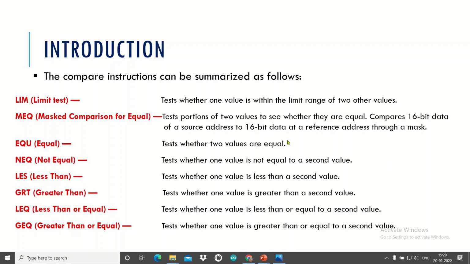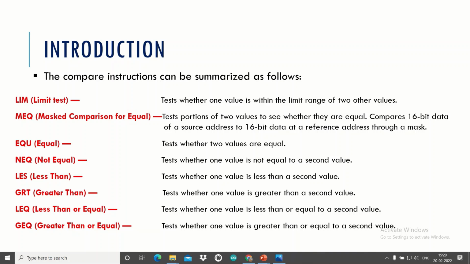You see, first of all, there is limit test, which is signified by LIM. It tests whether one value is within the limit range of two other values. So here, this gives you the competency to work within a range of two different values, so that helps you to check whether your data is lying between an upper extreme and a lower extreme.